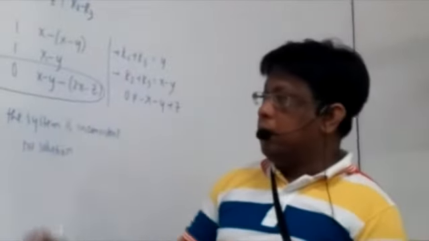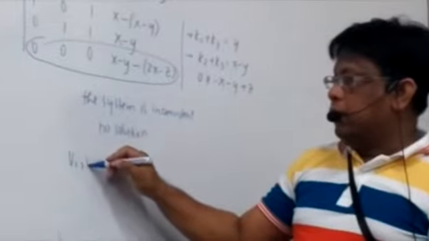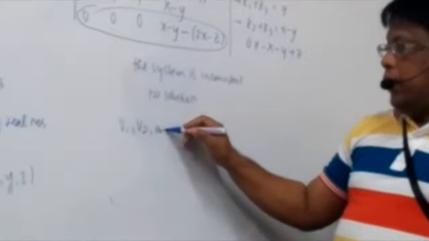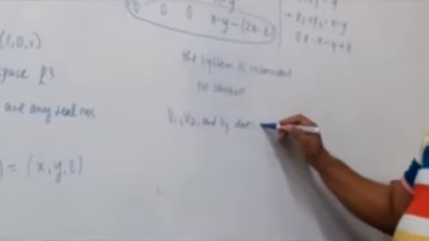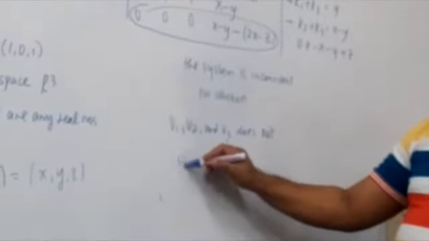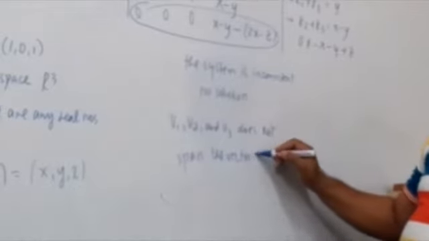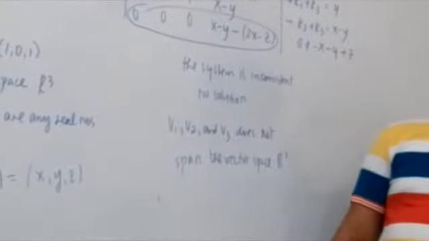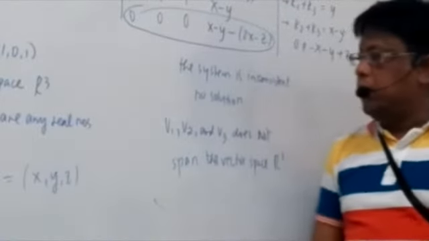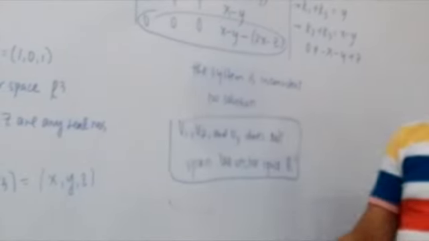And with that, we can say now that the vectors V1, V2, and V3 do not span the vector space R3. Okay? Using the arbitrary vector W. Okay? So, then it's your final answer.